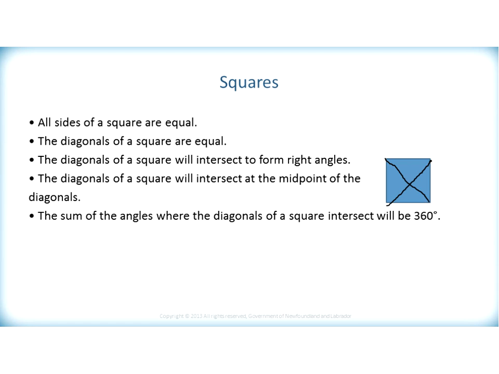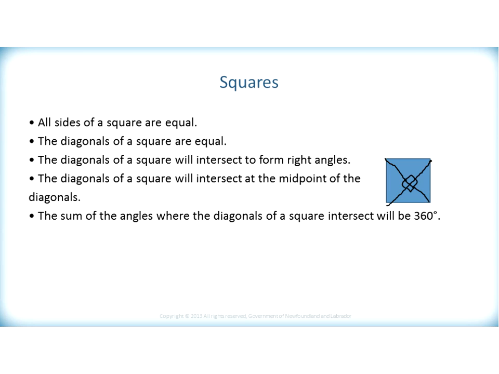Also, the diagonals of a square will intersect to form right angles. Again, it's hard for me to draw a straight line by hand, but if they were straight lines, they would intersect to form right angles. So all of the angles at the intersection would be right angles. This would be a right angle, this would be a right angle, this would be a right angle, and this would be a right angle. So we'd have 4 right angles.